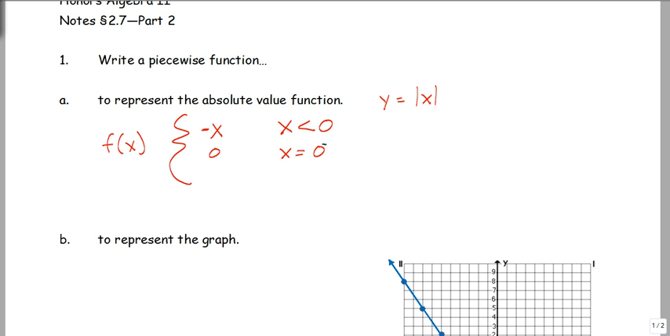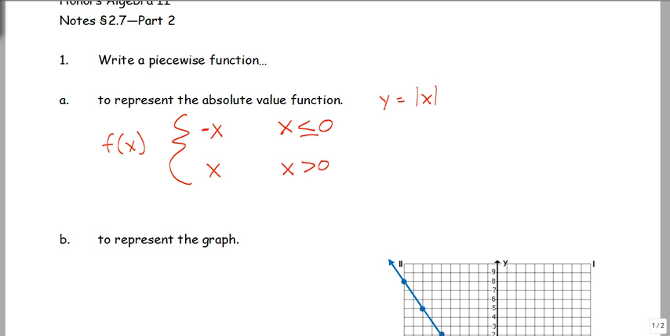Or you know what? You don't even have to do that technically. You could just put a less than or equal to 0 there, and it's the same thing, because when you put 0 in, you get 0. And then when we go over 0, x is just x, because positives stay positive, it doesn't matter. So this would be a piecewise function that could represent an absolute value function.